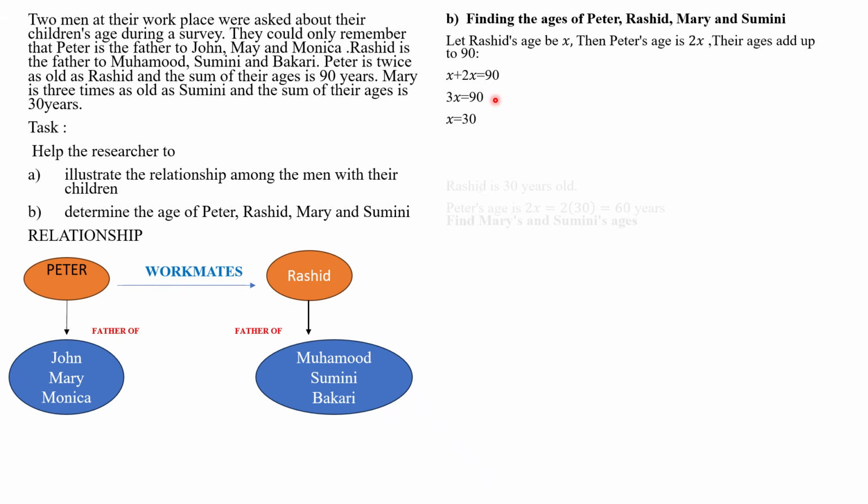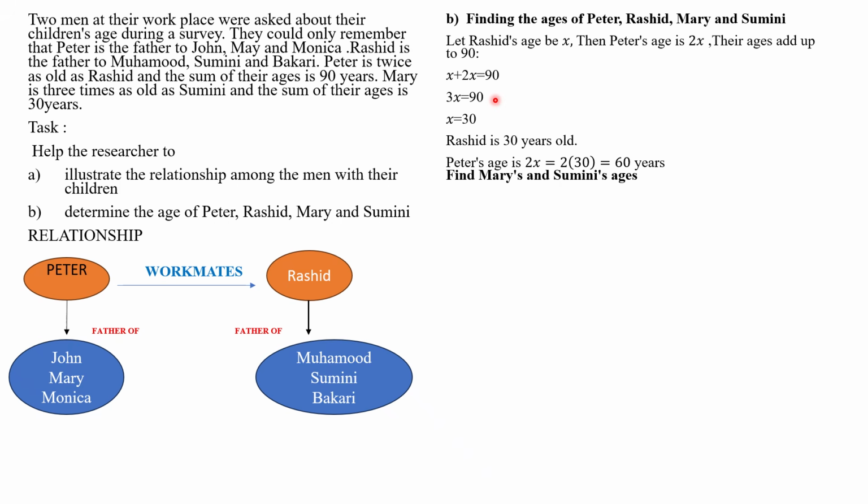So it means that Rashid is 30 years. And then Peter is twice Rashid's age, so it is 30 times 2, giving us 60 years. So allow me now to go to another condition.